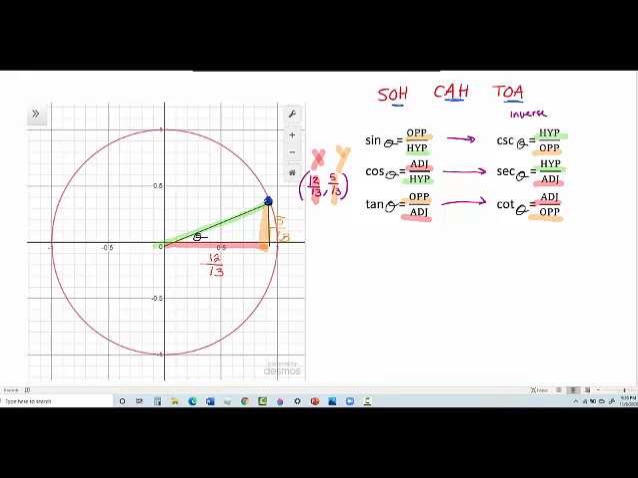So 12/13 is almost 1, and we can see that if we're looking at how far this is over, it's almost to the 1. And it's 5/13 of the way up. 5/13 is a little less than half, and if we look at this point here, it's a little bit less than half. So this point here is 12/13 over and 5/13 up.